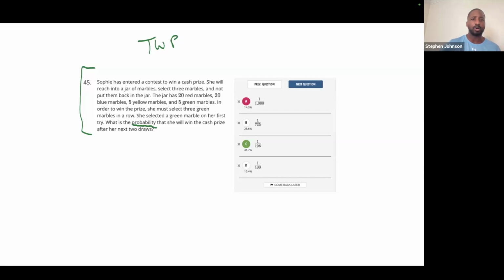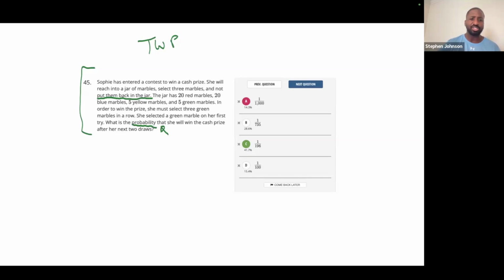So the first sentence says, Sophie has entered a contest to win a cash prize. All right, nothing to write down. Just keep it in mind. Sophie is part of this contest. The next sentence, she will reach into a jar of marbles, select 3 marbles, and not put them back in the jar. Okay, that's very important because if she's not putting them back in the jar and we know we're leading to probability, then every time she reaches back in the jar, there is 1 less marble, right? So that denominator number is going to continue to go down. So she selects 3 marbles and she does not put them back in the jar.